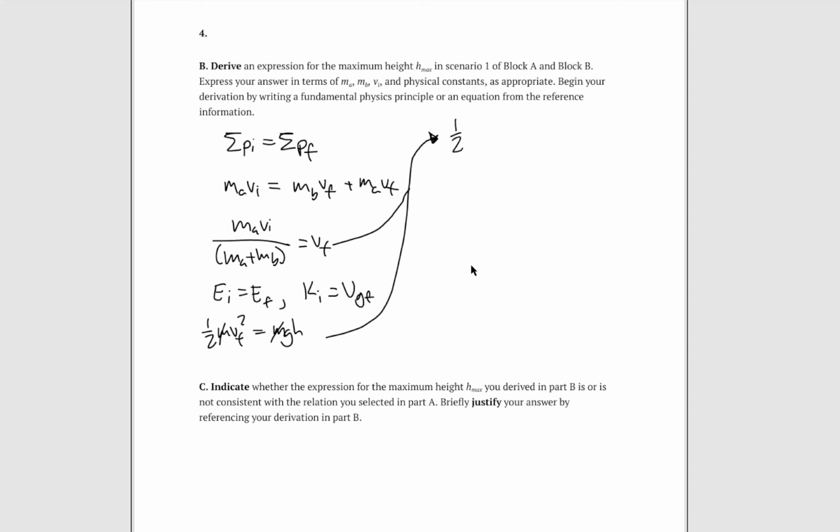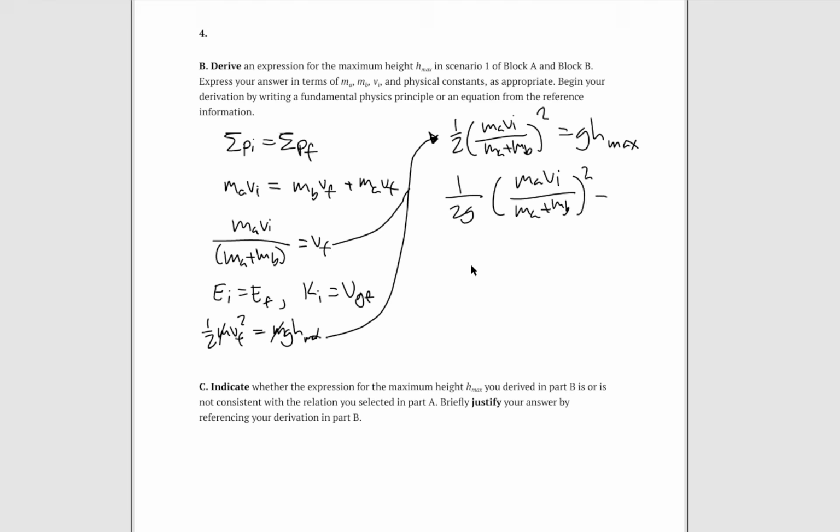So we have 1/2 (MA VI over MA plus MB) squared equals GH. Probably specify that this is H max. And then now we can just simply divide by G. So we have 1 over 2G, (MA VI over MA plus MB) squared equals H max. Of course, you can distribute the square to get MA squared VI squared over (MA plus MB) squared. Perfectly fine, but it looks cool this way. It's the same answer. So I'd recommend boxing your answer to make it clear on what your final answer is.